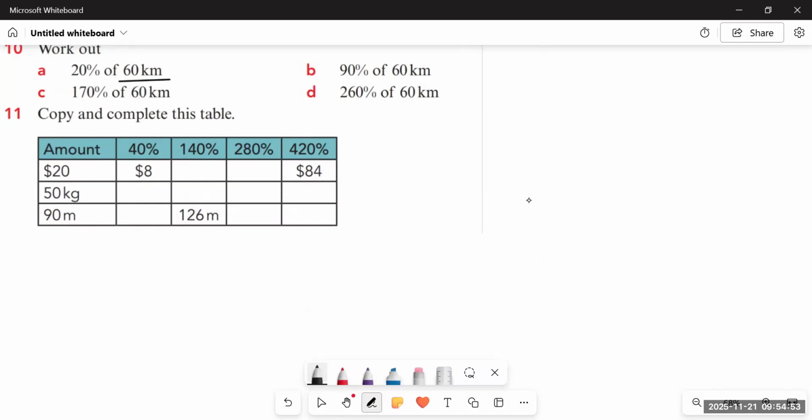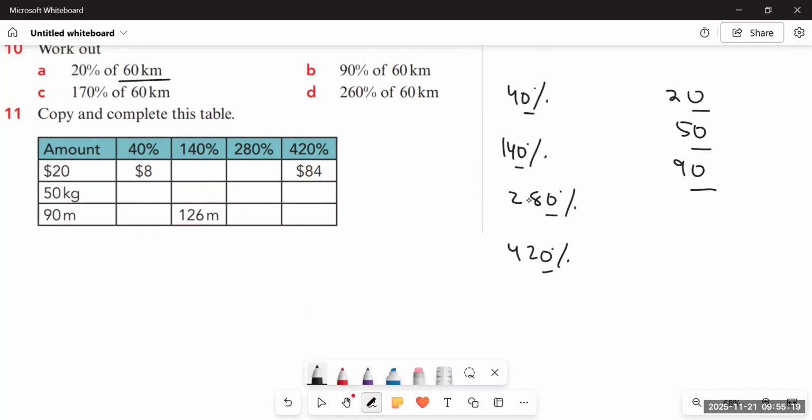As you see, in all these percentages, 40%, 140%, 280%, and 420%, what is happening? We have zeros in all four numbers, and the numbers over here are $20, 50 kgs, and 90 meters. So again, we have zeros in it. So when we find the different percentages of 20, we'll cut the 0 of 40, 140, 280, 420, and the 0 of 20 as well. So we'll be left with 4 multiplied by 2, 14 multiplied by 2, 28 multiplied by 2, and 42 multiplied by 2.